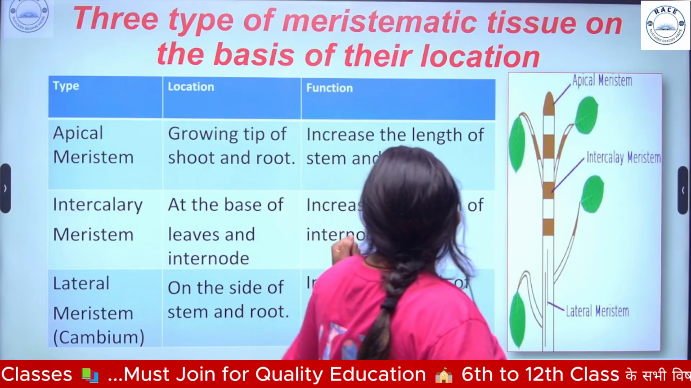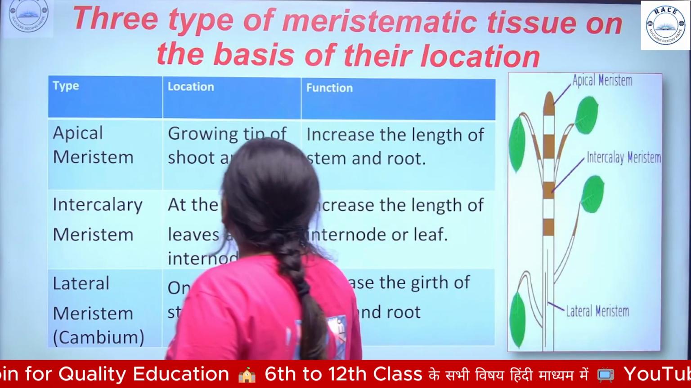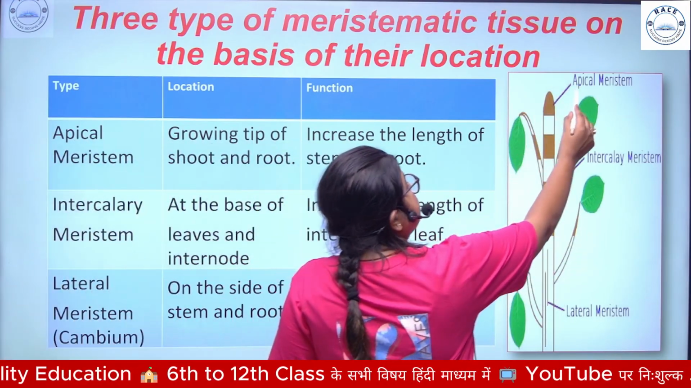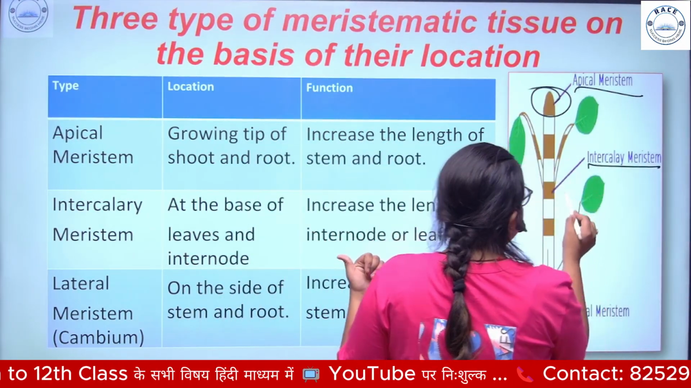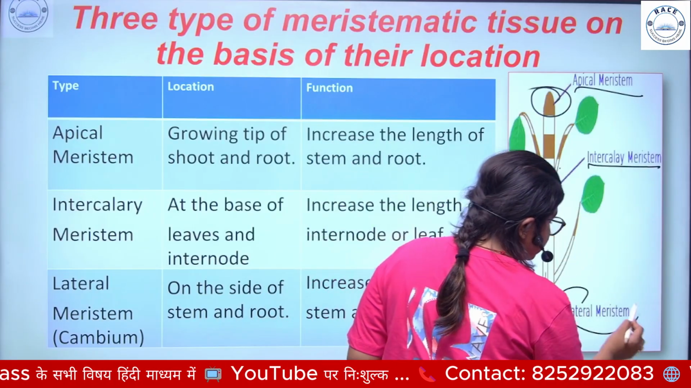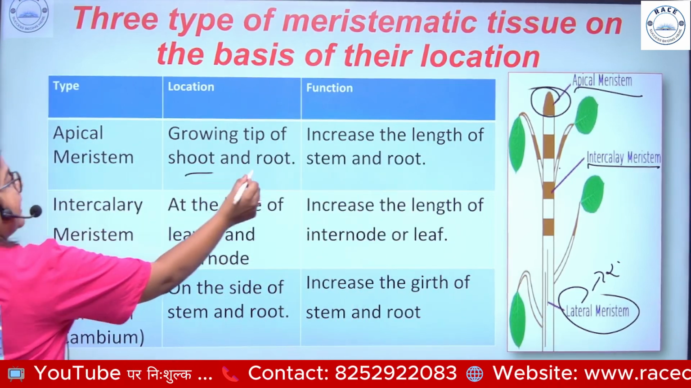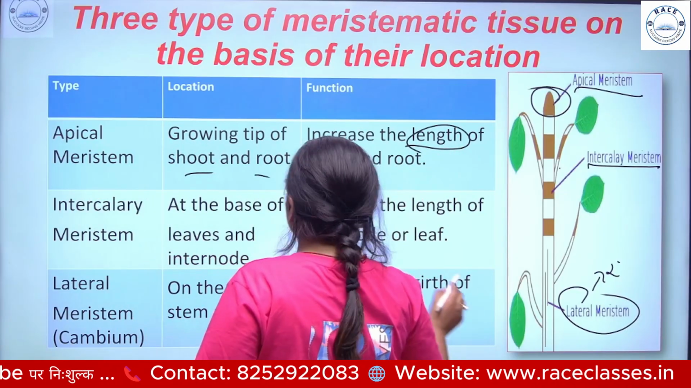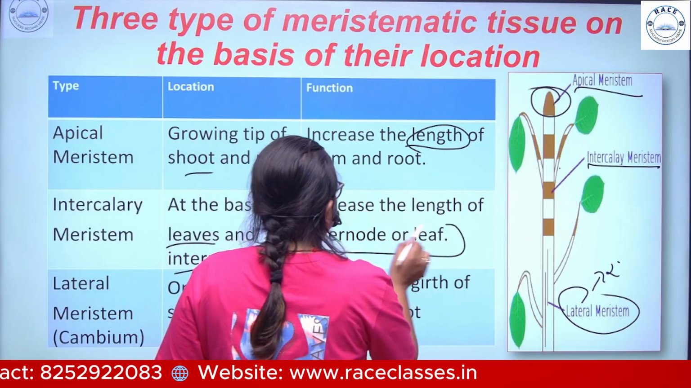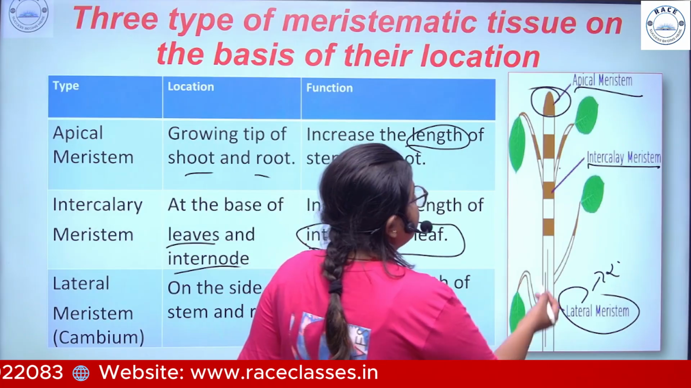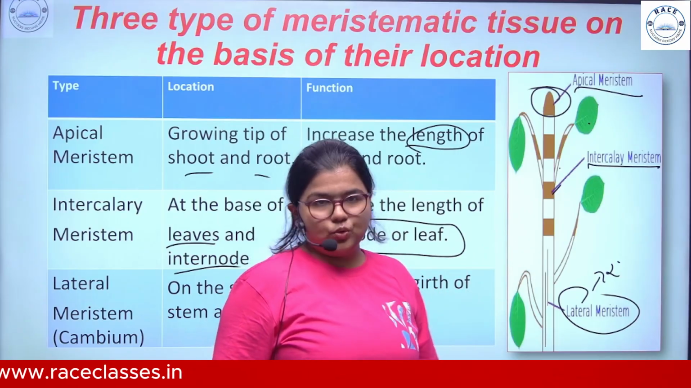There are three types of meristematic tissue on the basis of their location. We have already discussed this, but let me tell you about the positions. I told you apical meristem is present at the apex, so you can easily see that here. Intercalary is present between the mature tissues, and lateral meristem is present here, which helps in the secondary growth. So the growing tips of shoot and root increase the length of stem and root. Intercalary at the base of leaves and internode increases the length of internode or leaves. What is internode? The part between two successive leaves is known as internode.